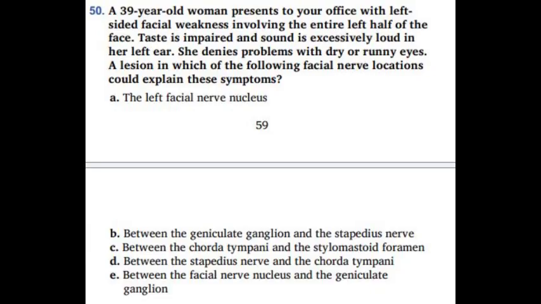We have a 39-year-old woman who presents to your office with left-sided facial weakness involving the entire left half of the face. Taste is impaired and sound is excessively loud in the left ear. She denies problems with dry or running eyes. A lesion in which of the following facial nerve locations could explain these symptoms?